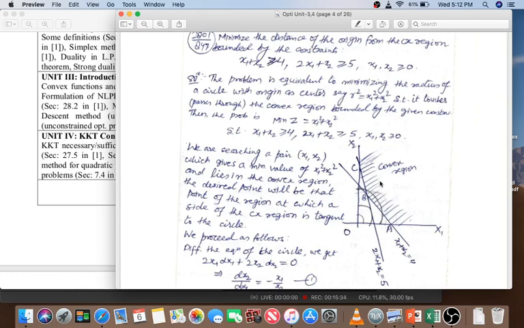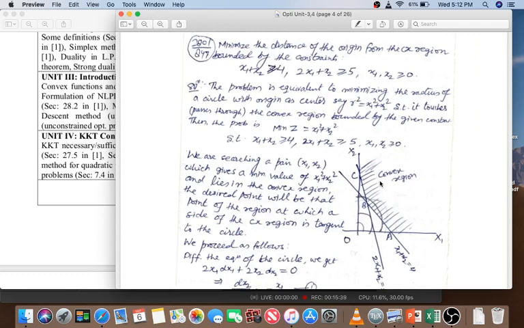So now the problem is that you have to find the distance from the origin. So it is the origin and it is the convex region. So we have to find the distance, minimum distance. You know the distance between 2 points, where one point is the origin, is the square root of x1 square plus x2 square.